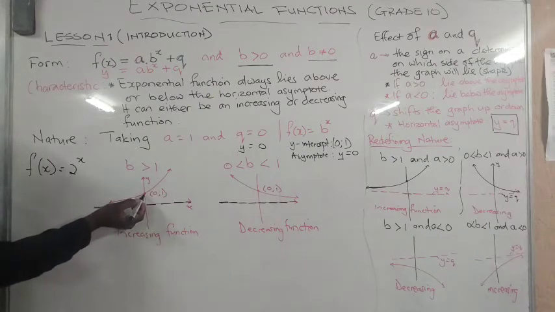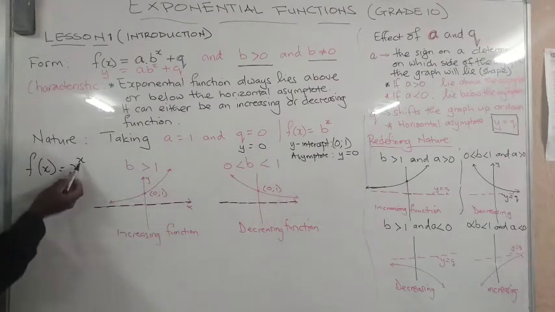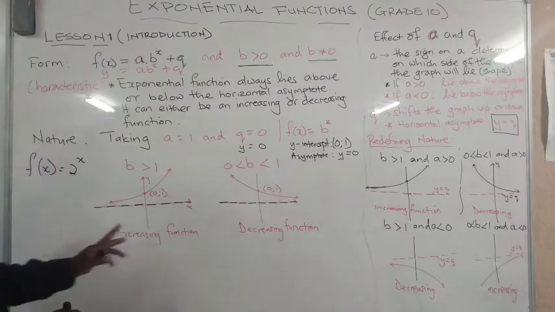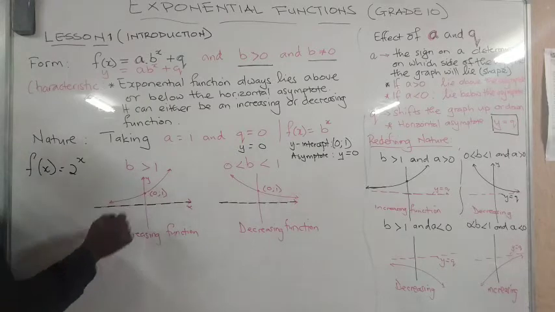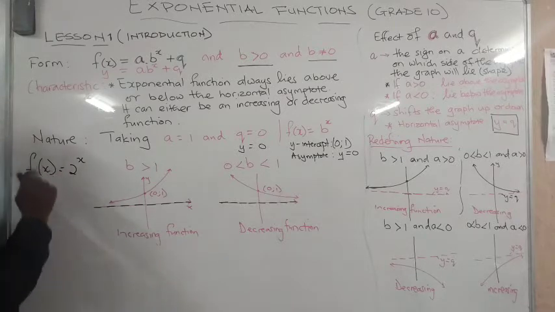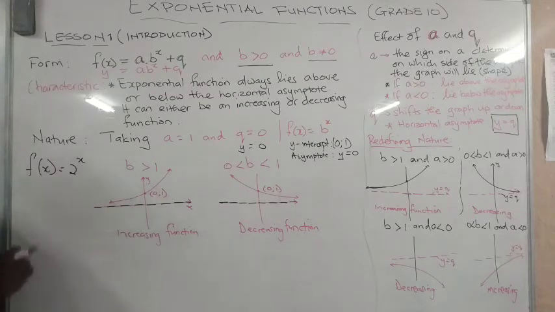And here I've shown where you cut the y-axis, because when x is 0, any number to the power 0 is equal to 1. So at this point we can determine it, whether we do have a letter or an exact number. We can still, if it's raised to the power 0, it's equal to 1.